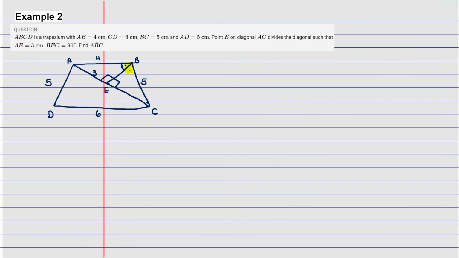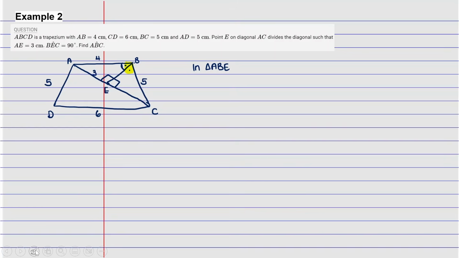From finding this side, we can find this angle. I hope that makes sense. So we're going to do it bit by bit. We're going to start with this one, right? So the one that has all the information. So I'm going to say in triangle ABE, right?